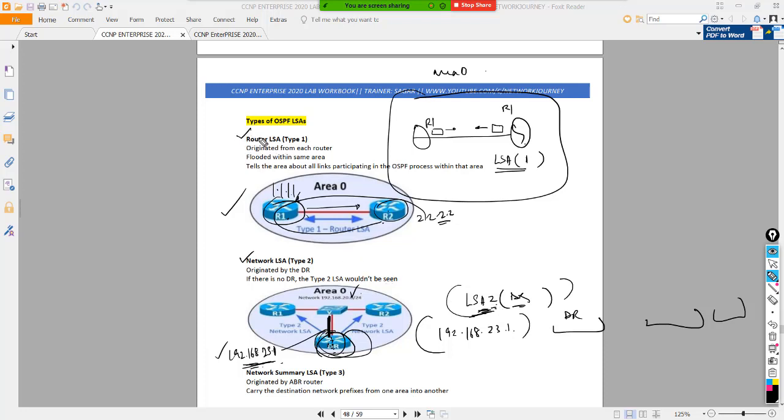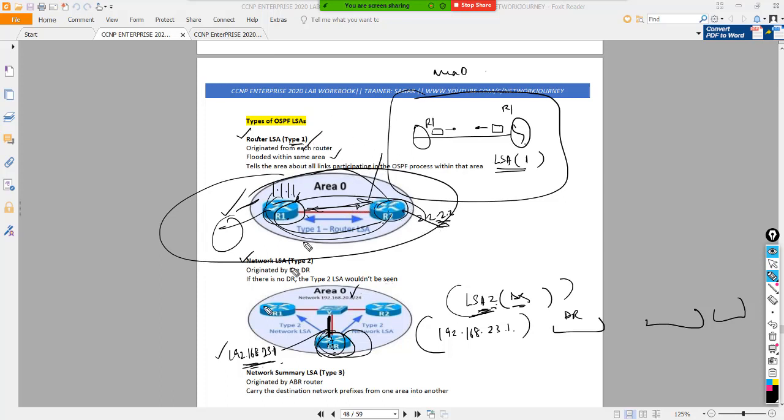First one is called router LSA or type 1, which is originated within the area, flooded within the area, and tells the area about all the links participating in the OSPF process within that area. So basically the neighborship relation. There could be many other routers in the same area, so you will see multiple links or neighbors in the LSA1. LSA2 is originated by the DR. If there is no DR, there is no type 2 LSA.